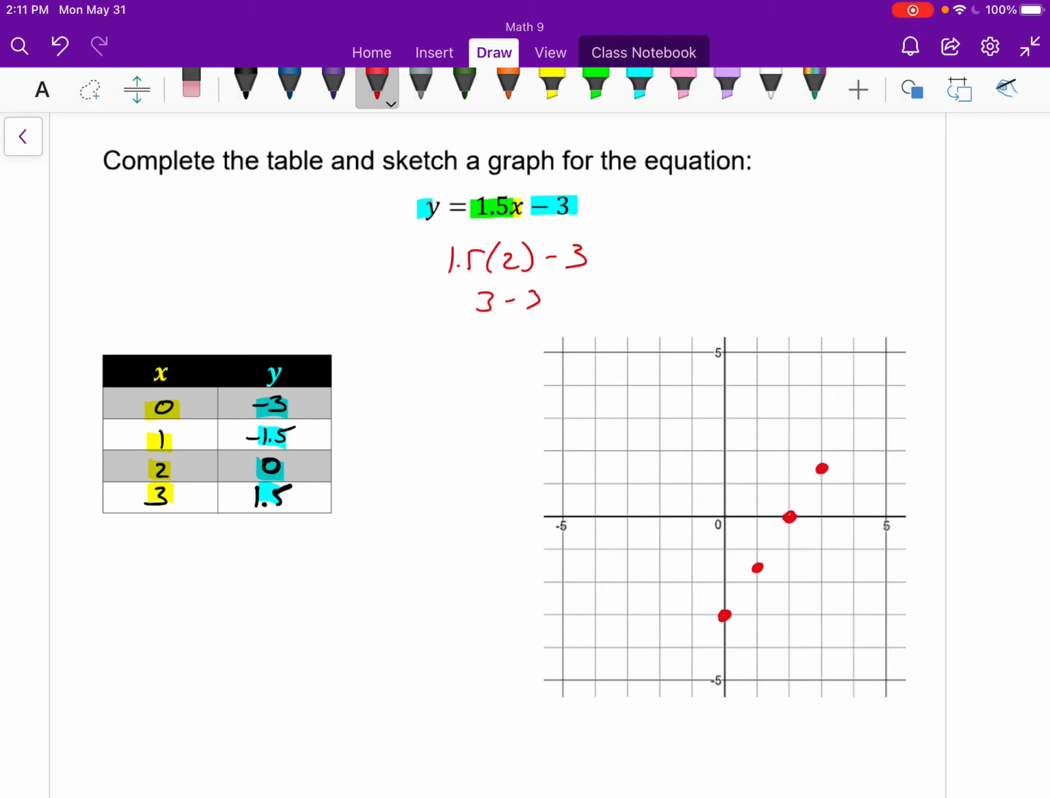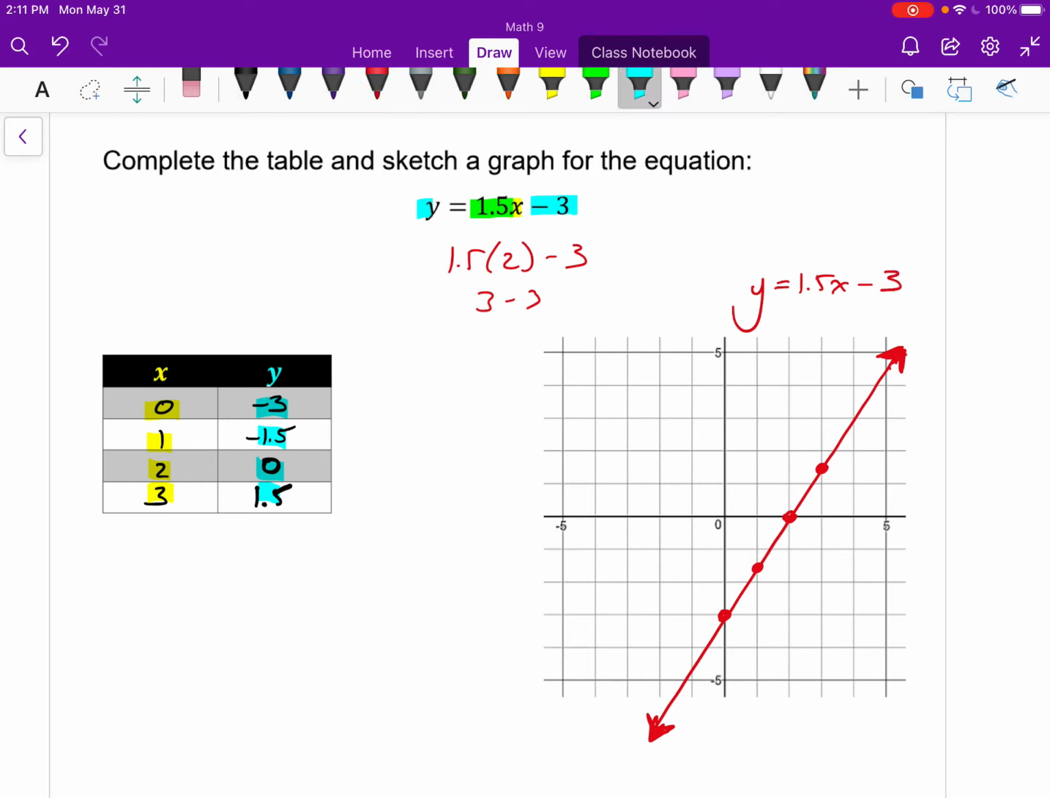Notice I'm seeing this straight line forming, which if it didn't, I know I made a mistake, because there we go. There's my line. I'll now connect the dots, to show that this relationship, this line, is not just these 4 points. It goes on forever. It's an infinite number of points, because I could have picked any numbers I wanted for x. And there's my equation of y equals 1.5x minus 3.